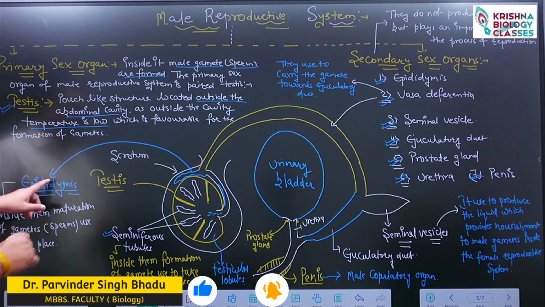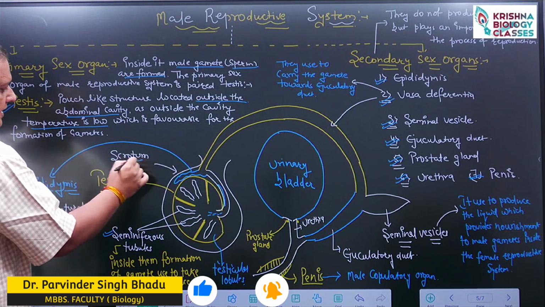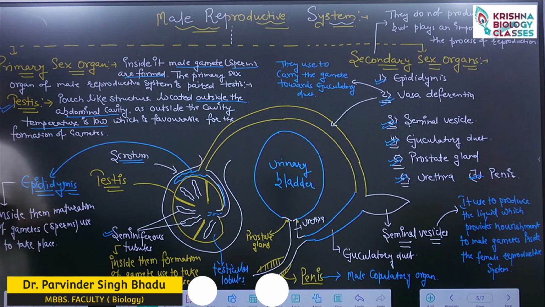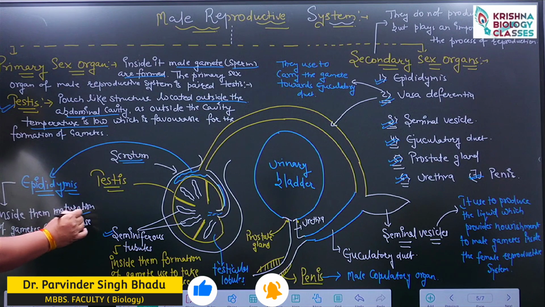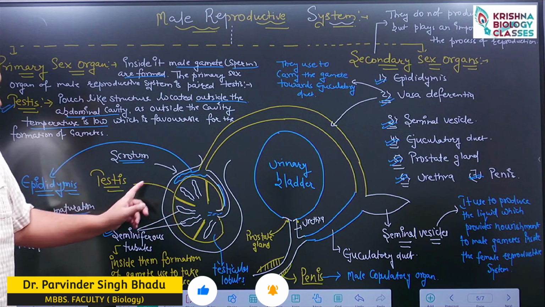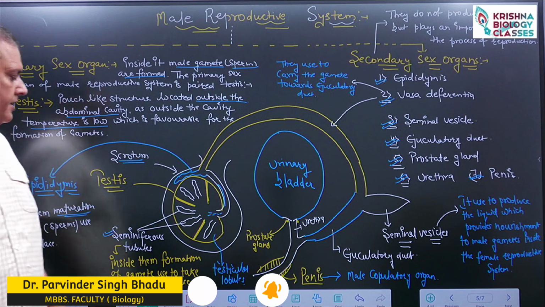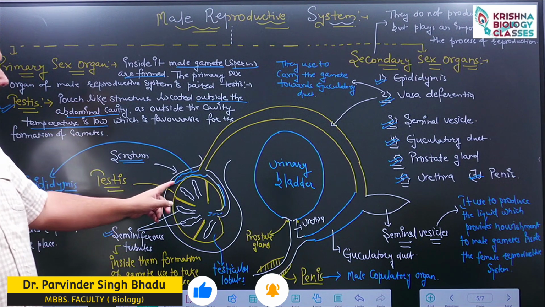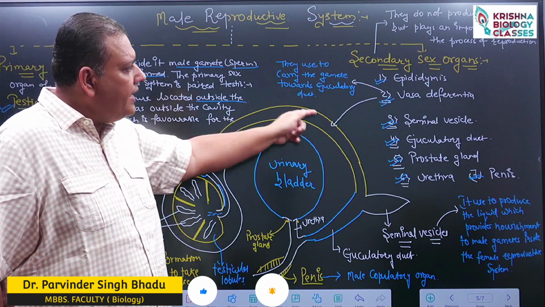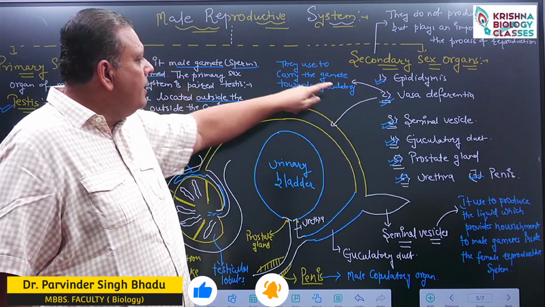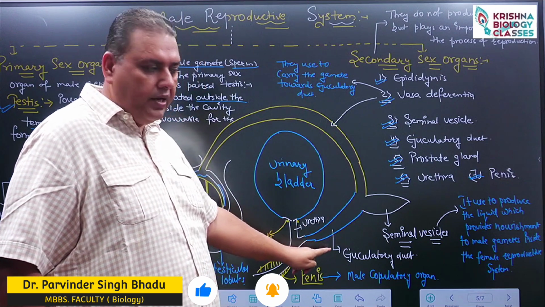the epididymis. The epididymis is also a coiled tubular structure present inside the pouch-like structure, the scrotum. Inside the epididymis, maturation takes place. Gametes are formed inside the testes, but they get matured inside the epididymis. Maturation of these sperms takes place inside the epididymis. From the epididymis, these gametes are carried out by the vasa deferentia. So, the vasa deferentia carry the gametes towards the ejaculatory duct.